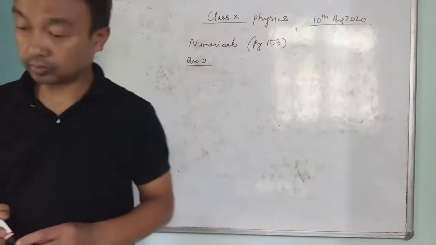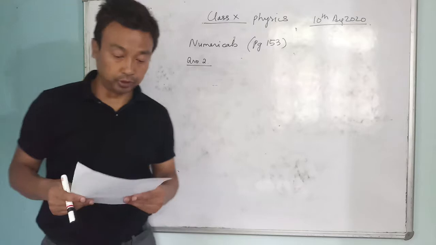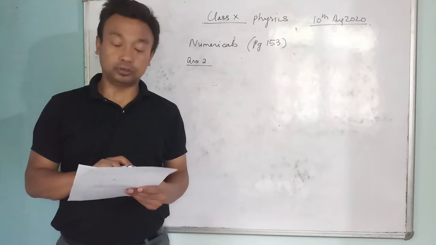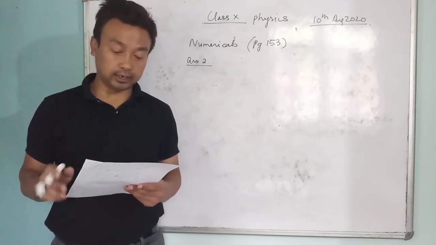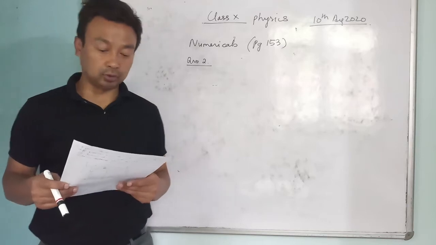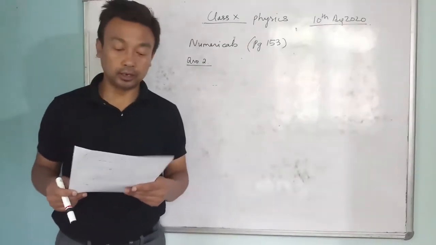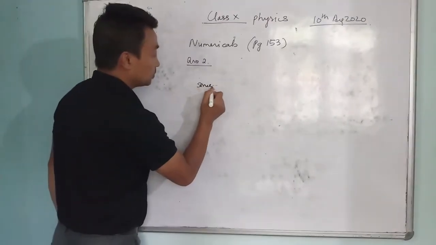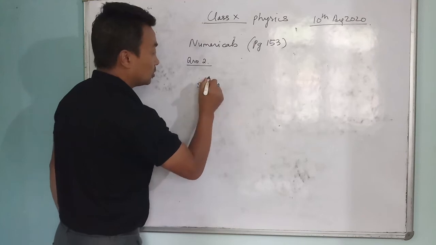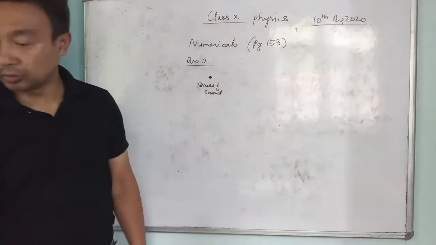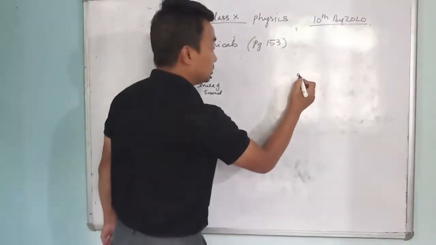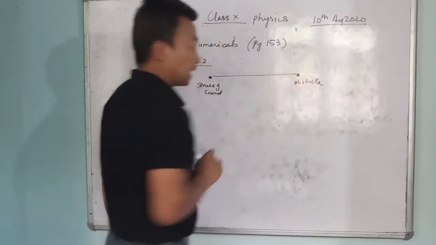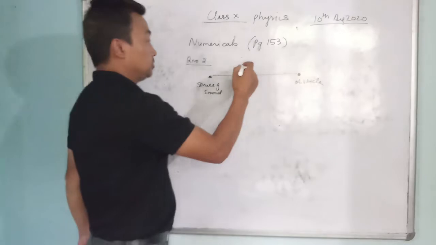Question number 2. Let me read it. You calculate the minimum distance required between the source of sound and the obstacle to hear an echo. It is a very easy numerical. There is a source of sound; suppose this dot I make as the source of sound, and let us make this another dot the obstacle. We have to find the minimum distance, that means d.